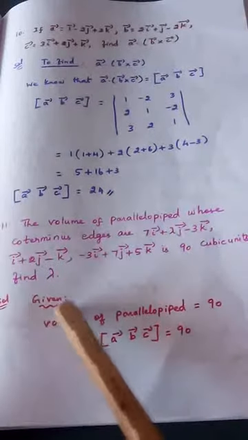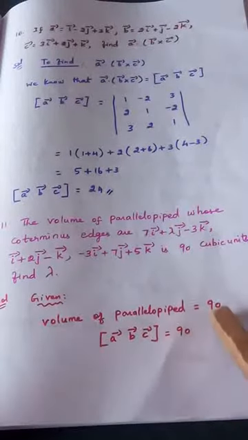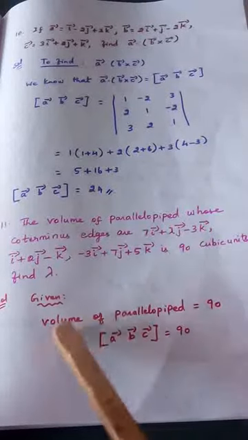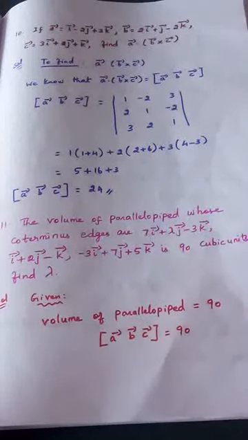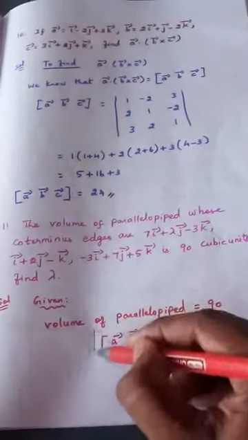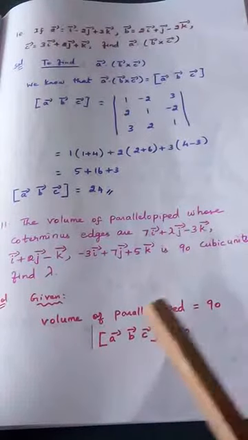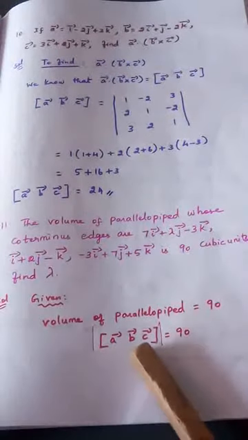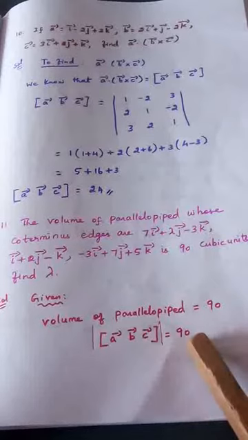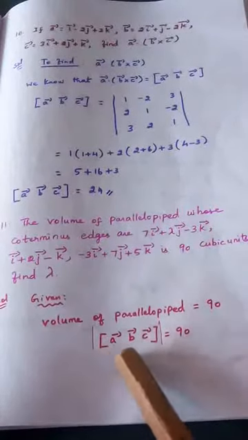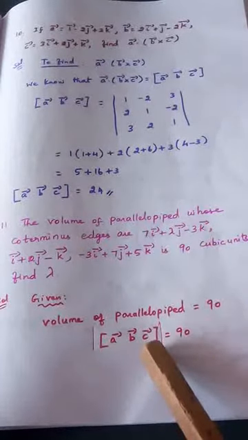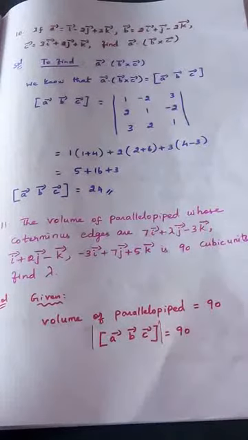So how to start the answer? Given volume of the parallelepiped is 90. What is the formula for volume of parallelepiped? Modulus of box ABC, right? So I should put a modulus sign here. Modulus of box ABC is equal to 90. How to find box ABC? Using determinant value. That we will see.